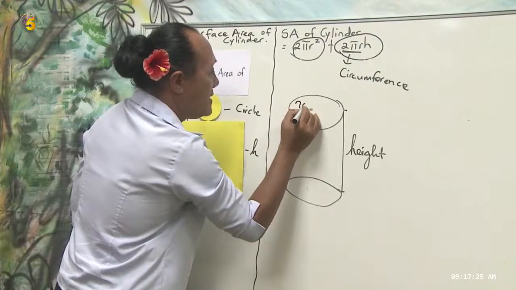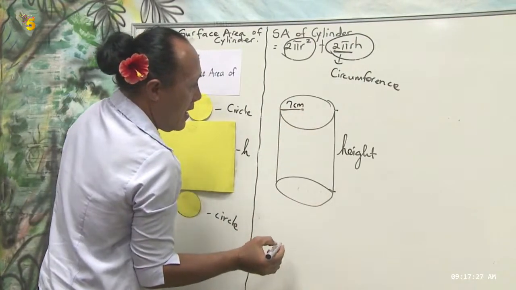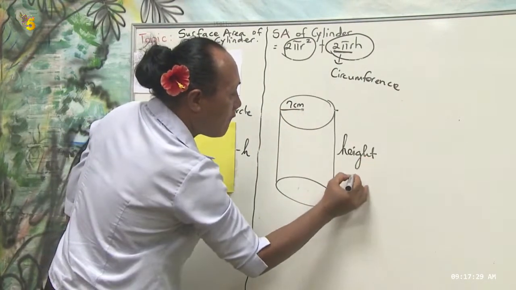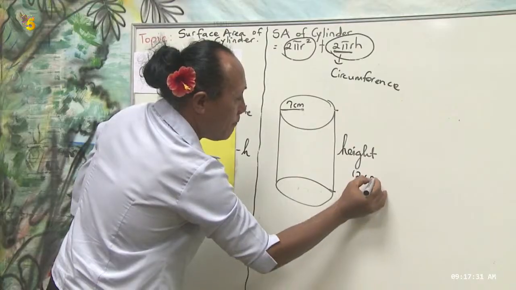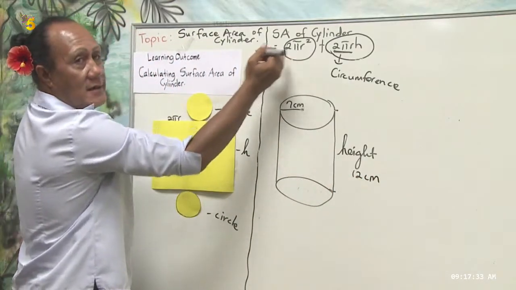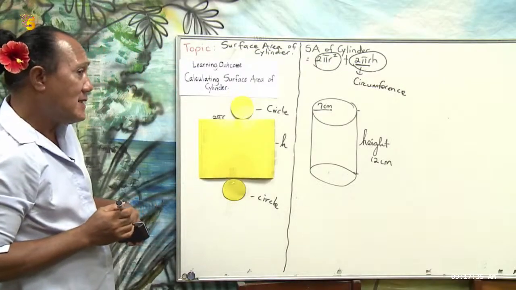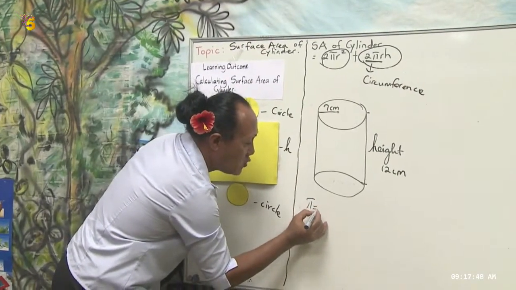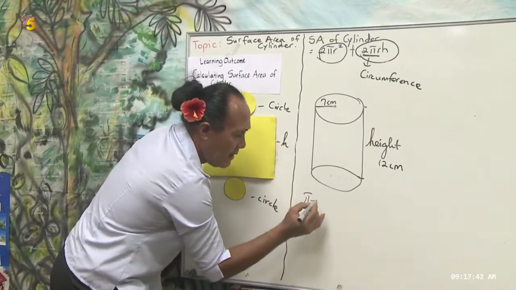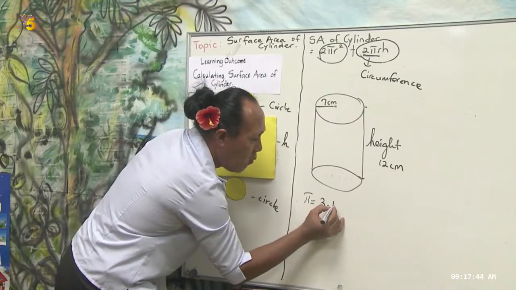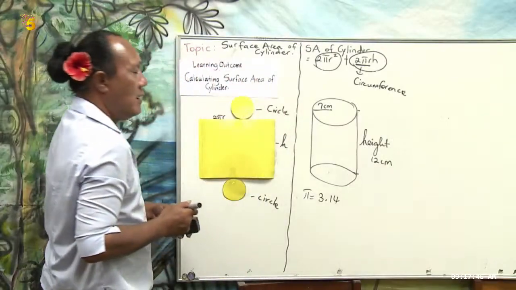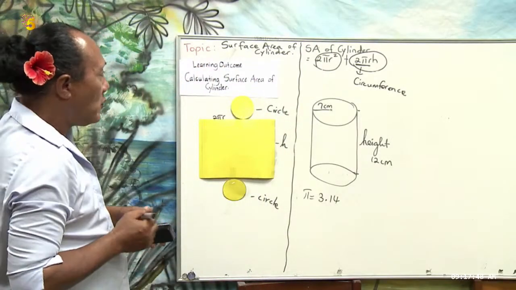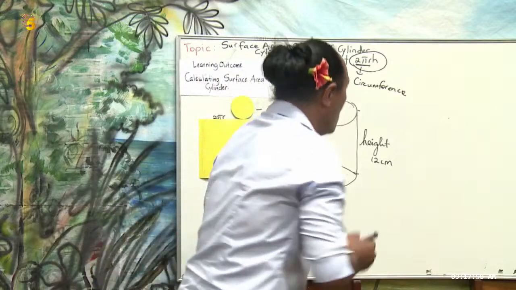We have 7 centimeter here, and we have 12 centimeter here. The pi. What's the value of pi as decimal? Okay, pi is equal to, let's take it 3.14.